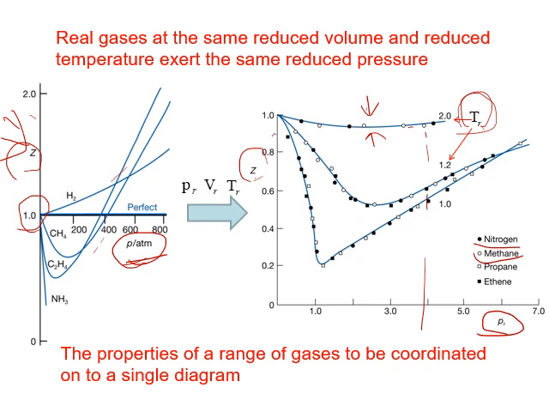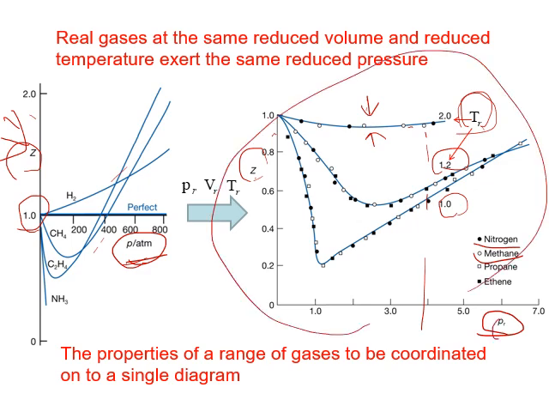Okay. Similarly here, this is reduced temperature 1.2, and this is reduced temperature 1.0. So the properties of a range of gases can be correlated onto a single diagram. The advantage is that you don't need to think about whether it's hydrogen, nitrogen, or methane. All you need is to use the same curve. Find the reduced pressure and reduced temperature, and then you can find the Z factor.